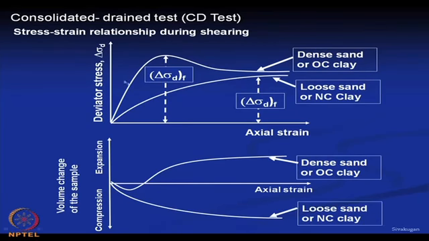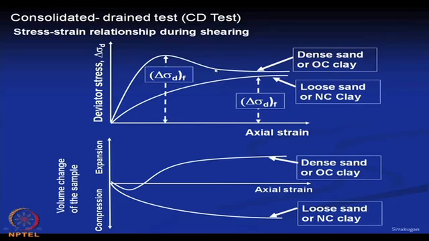So these are the typical sand or clay consolidated drained test series and relationship during shearing. In the triaxial test, if I take this axis as the axial strain axis and this as the deviatoric stress, then this curve is for the loose sand or normally consolidated clay, and this curve is for the dense sand or over consolidated clay.